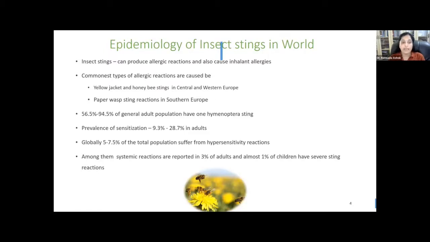Among them, globally, about 5 to 7.5% of the total population have suffered some hypersensitivity reaction, and about 56.5 to 94.5% of the general adult population have had at least one Hymenoptera sting. But among them, the sensitization has ranged from 9.3 to 28.7%. The systemic reactions are more common in adults, at about 3%.